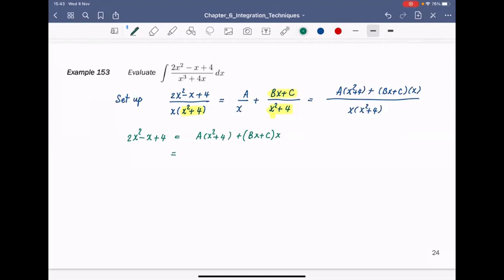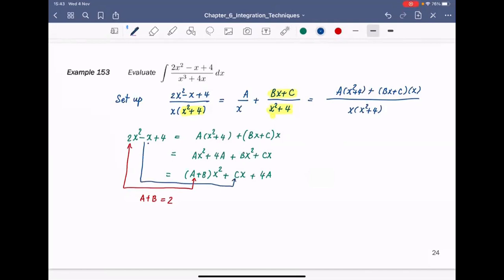So I'm going to expand it. This is not terrible when you expand it. You expand it, you get that, and that, and that. If you expand it, you're going to get (A plus B) x squared, and then plus Cx plus 4A. So if you compare coefficients here, A plus B equals 2. And here, negative 1 must be the same as C. All right, C equals negative 1.